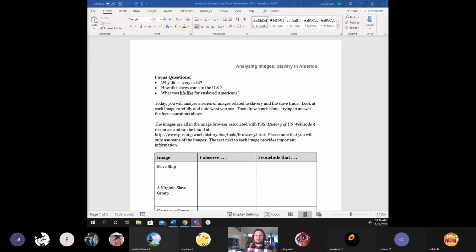So there are a few focus questions that we are going to look at during our work today, either with the images in our first activity, and during the second part of this.